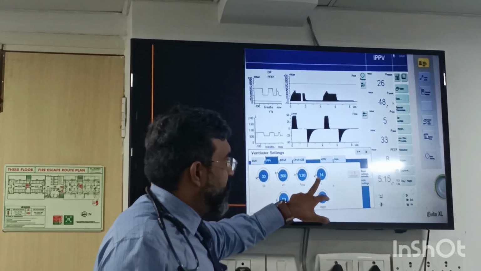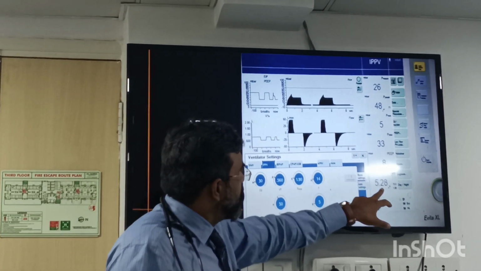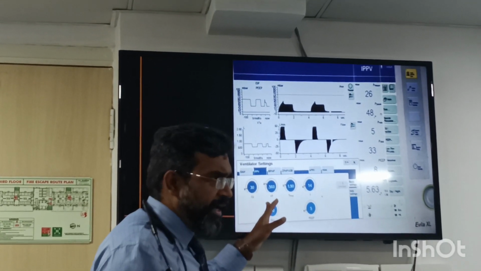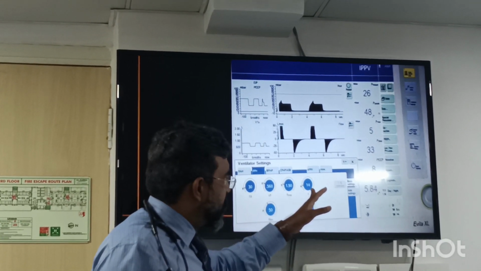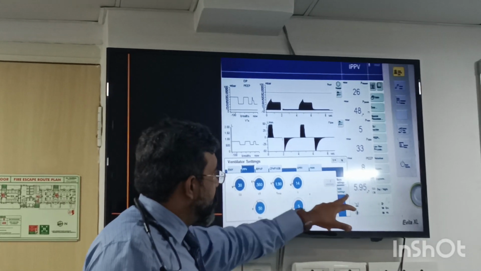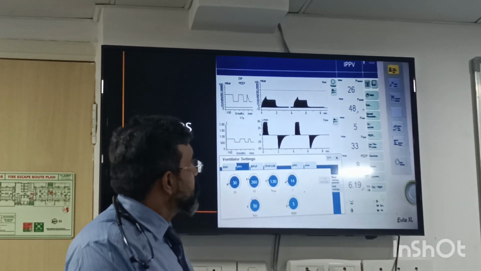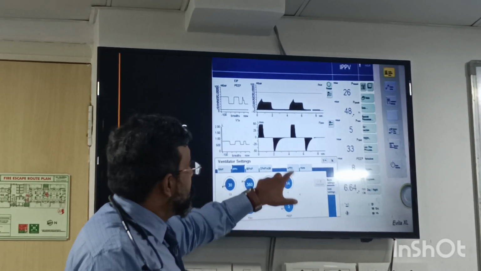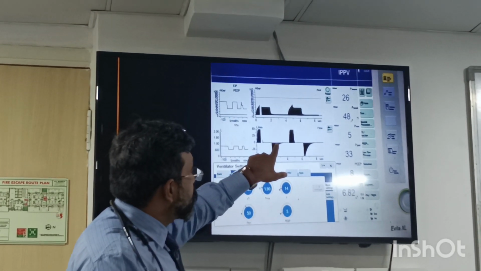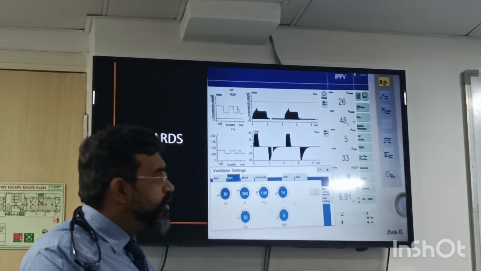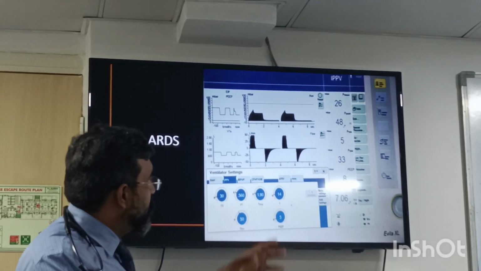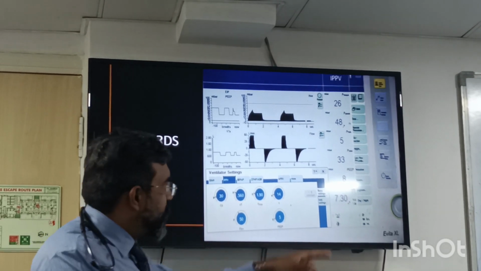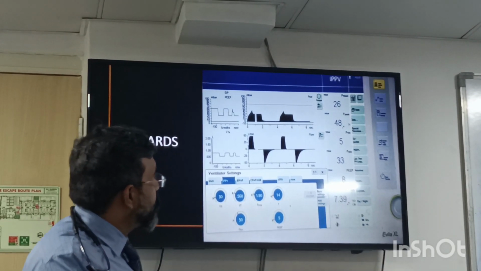So I increase it to 14. As I increase to 14, what is going to happen? My minute ventilation is again going up. I first reduced my tidal volume, and the second thing is I increased my respiratory rate. It is now going up, 6.19, and as I have increased my RR, what has happened to the expiratory time? It has actually reduced. 6, 7. I reached my minute ventilation. I want to set it at 7 to 8 liters, right? So I am reaching 7 to 8 liters. I have reached 7.34.